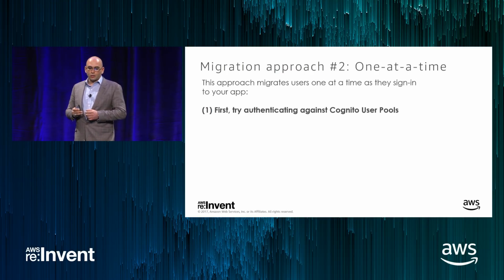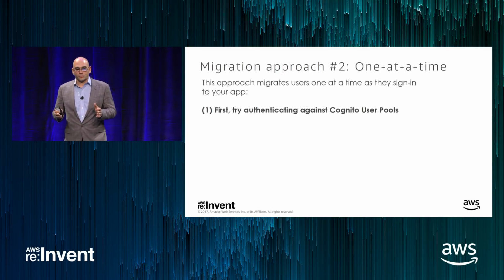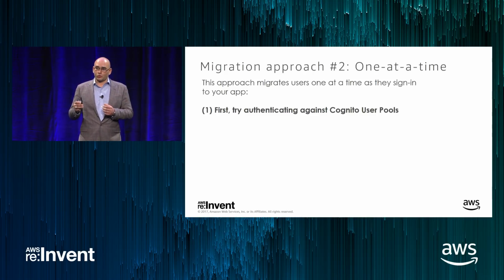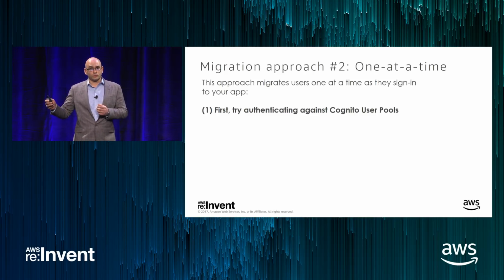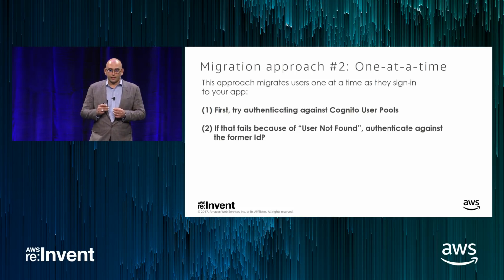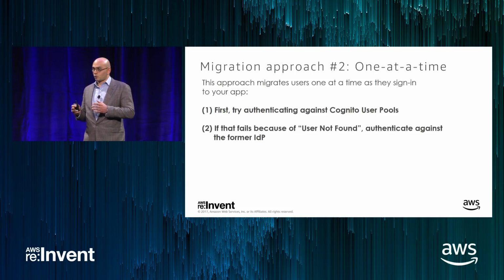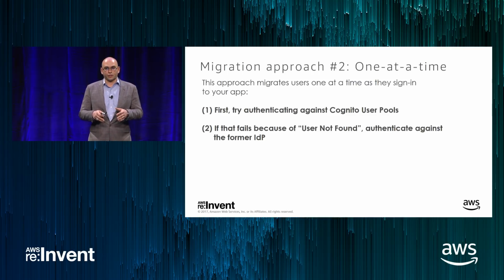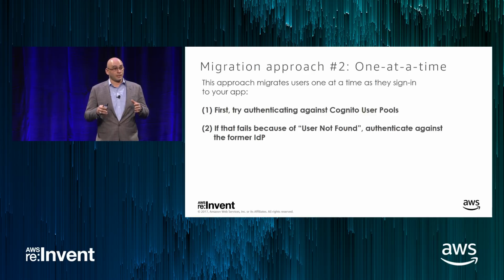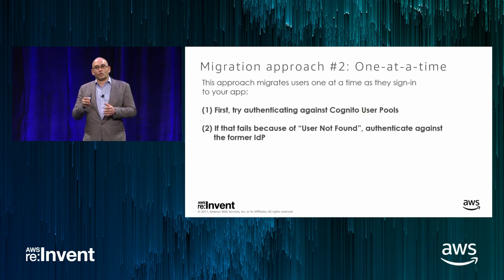What do you do? Well, there's a one-at-a-time migration. What that is, you will have to tweak your UI a little bit to first try and authenticate the user with the Cognito user pool. If the response that you get is that the user does not exist, then you would authenticate the user with the current directory. And if the user exists and has successfully authenticated, in the background, you register the user with Cognito user pools.